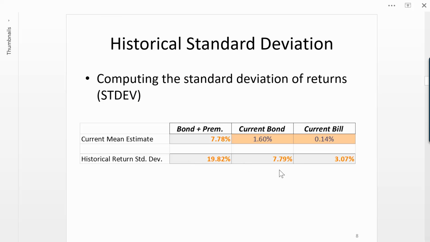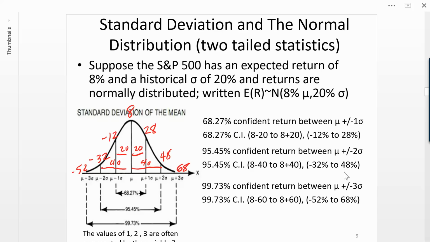So we're going to use our primary measure of risk as standard deviation, and stocks are the riskiest, bonds are next riskiest, and then bills are the safest.